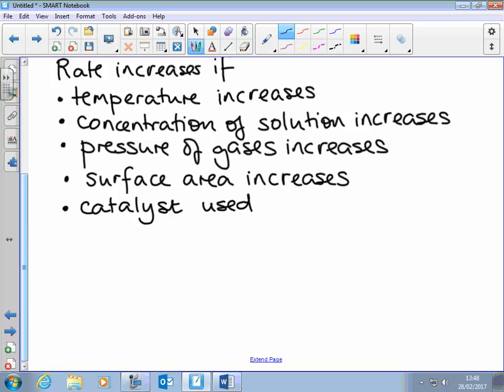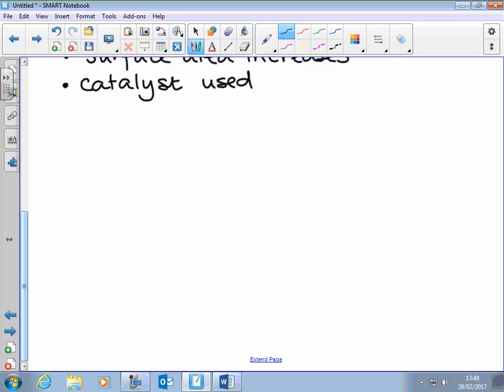But you still end up at the same place, you just get there quicker. So you don't get any difference in your end state. You can't, really. You've only got a certain amount of reactant, so you can only produce so much product.